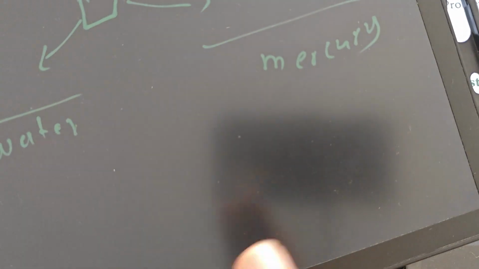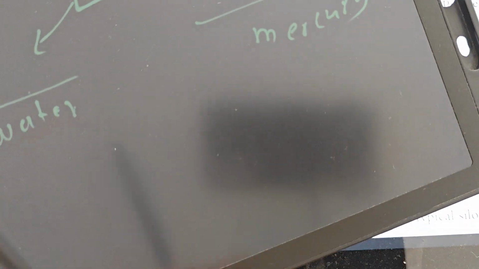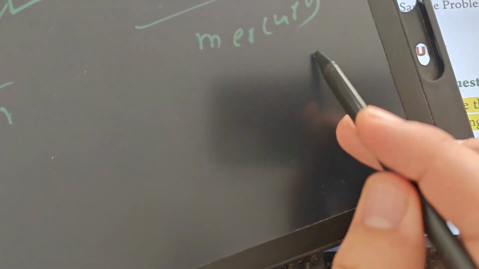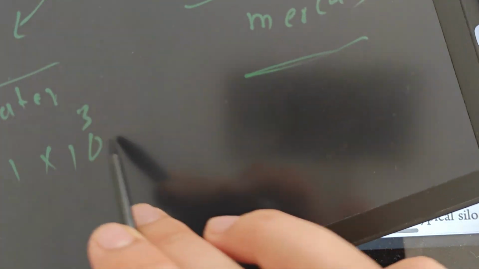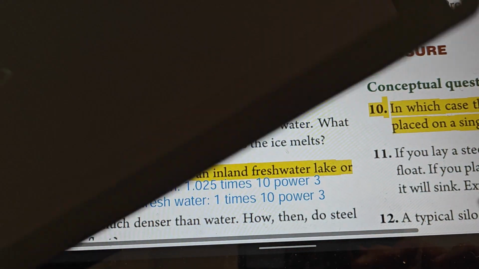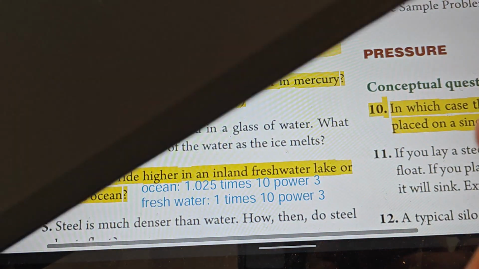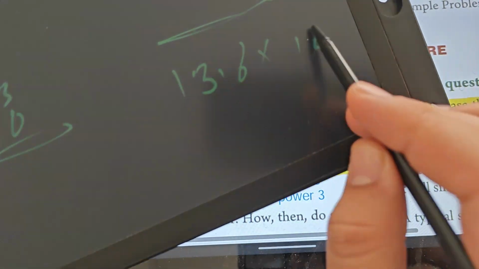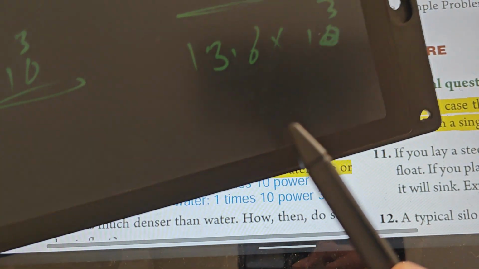If we compare the density of both of them, which is greatest? Actually, the density of mercury is greatest, because the density of water is only 1 times 10 power 3, but the density of mercury is 13.6 times 10 power 3. So you can't tell by your eyes.